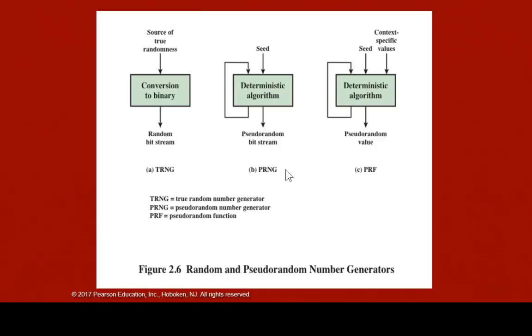The TRNG, true random number generator, may simply involve conversion of an analog source to a binary output. The TRNG may involve additional processing to overcome any bias in the source. In contrast, a pseudorandom number generator takes as input a fixed value, called the seed, and produces a sequence of output bits using a deterministic algorithm.